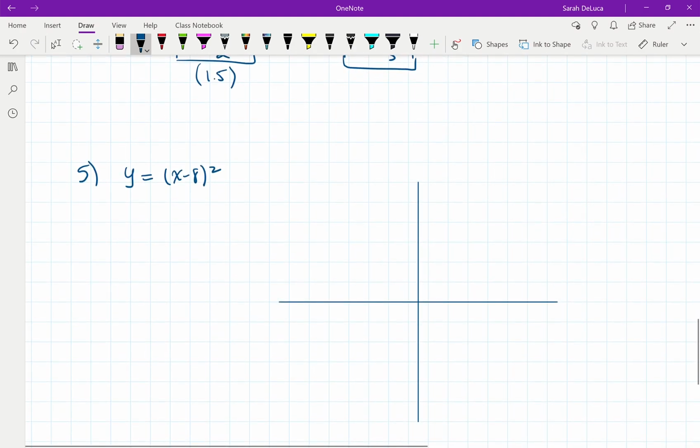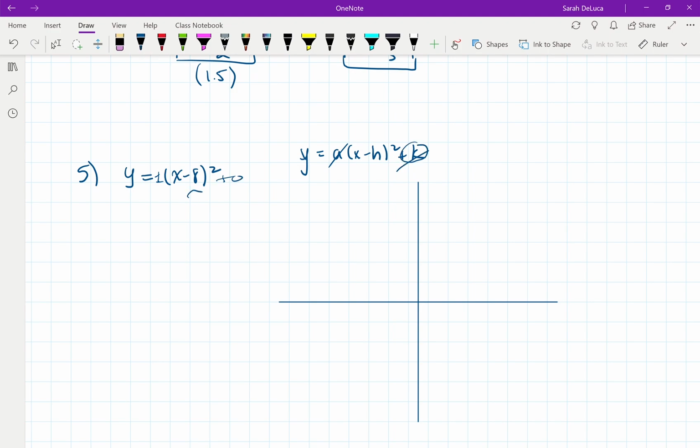Another example here, I don't see two brackets here, but this is factored form, and it's also vertex form because it does follow vertex form where a is equal to 1, so there's a 1 here, and plus 0, so the k is a 0, and there's the x value of my vertex. But it is also factored form because I could write it like this. X minus 8 squared is 2 binomials. So that is factored form.